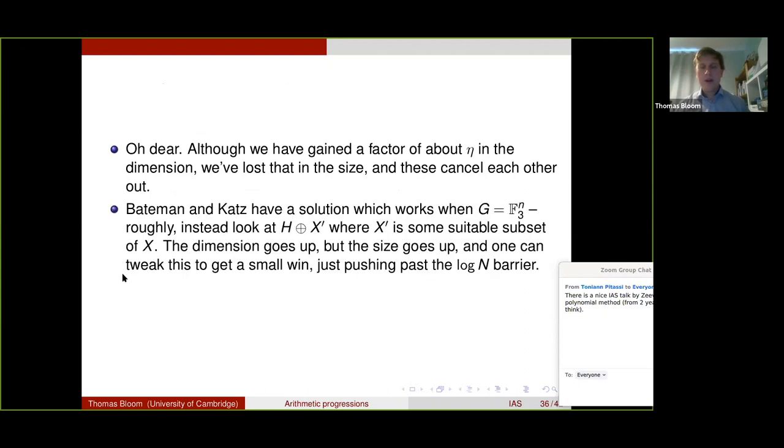Okay, so how do Bateman and Katz get past this logarithmic barrier? They have a solution that works when we're in F3 to the n. Roughly, the idea is I look at H plus X prime, where X prime is some suitable subset chosen randomly of X. The dimension goes up, but the size also goes up. And you can tweak this to actually get a small win in F3.